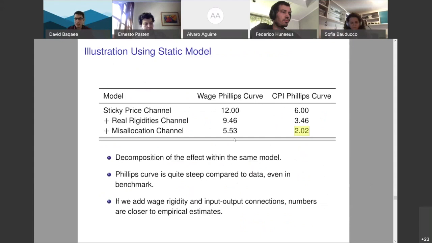What you can see is that if you only had the sticky price mechanism, the Phillips curve would be something like 12 or 6, depending on what you're looking at. And then if you have the real rigidities mechanism operating, this is what the literature has been emphasizing, this is strategic complementarities, the Phillips curve becomes flatter. But when you put in the misallocation channel, it's about as powerful in terms of flattening the Phillips curves as real rigidities are.